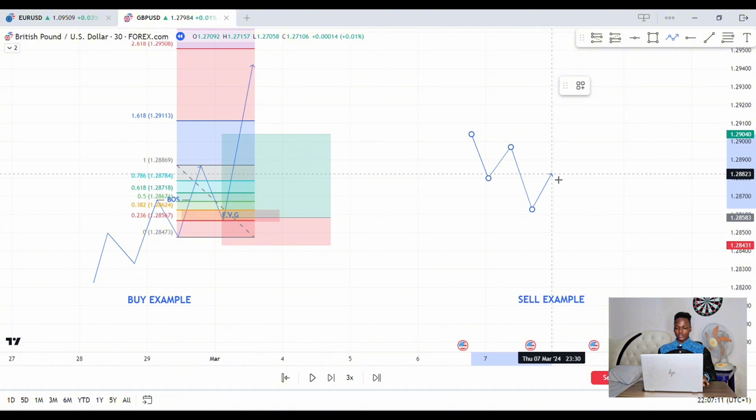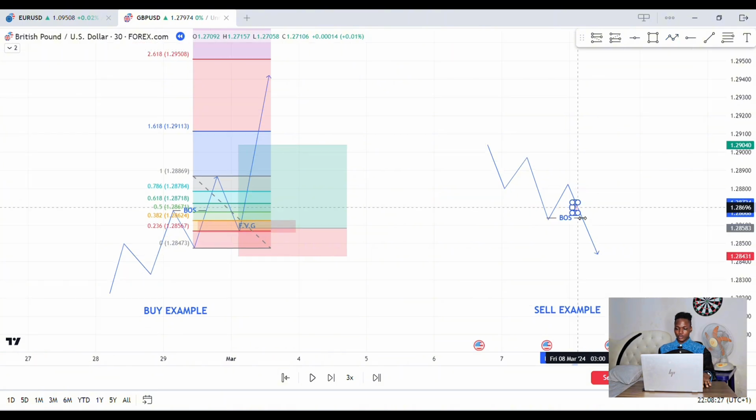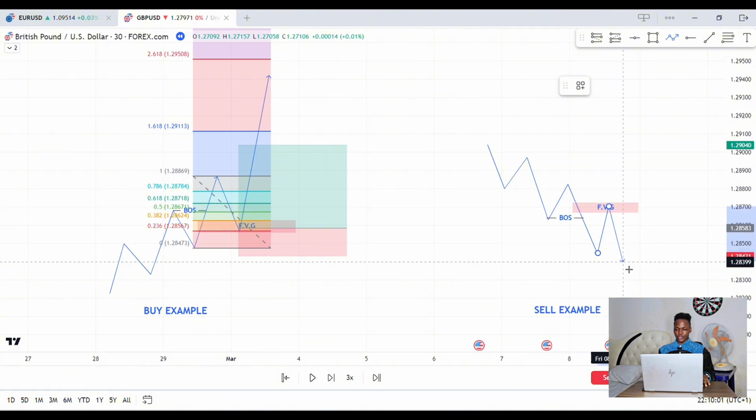Now, the first thing you want to see when you want to take your entry is a break of structure. When price has broken structure to the downside, the first thing you want to identify is your fair value gap that you are going to use as your entry, or your order block, which is going to be somewhere above right here. It's always going to be in the premium zone for the sell setup. Price is going to retrace into a fair value gap or another block in the premium zone, which you are going to use as your entry for the sell trade. It's going to be something like this.